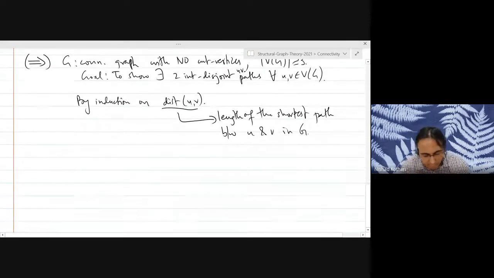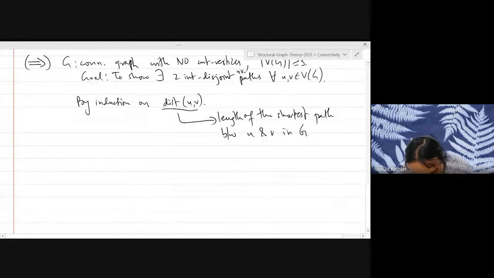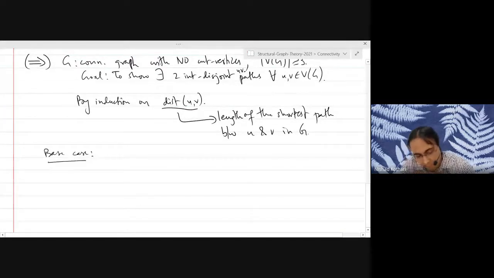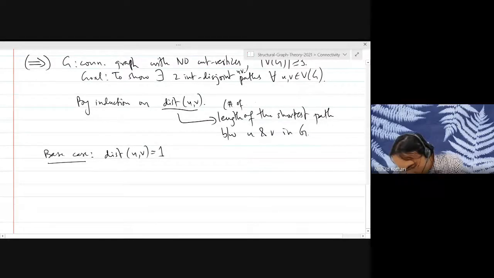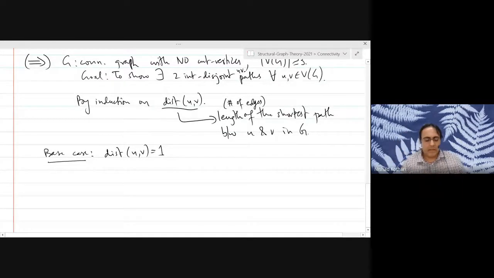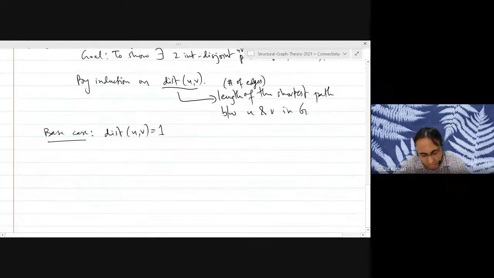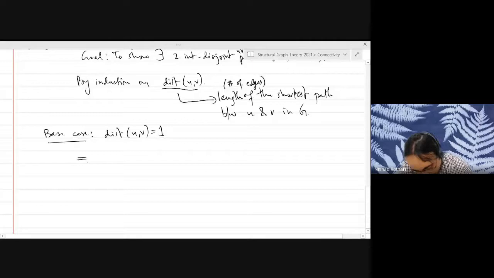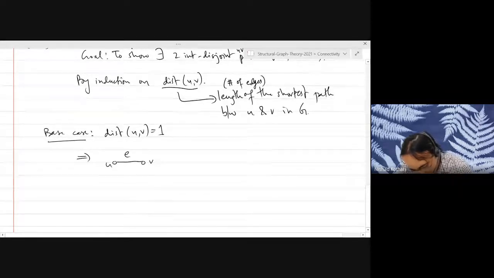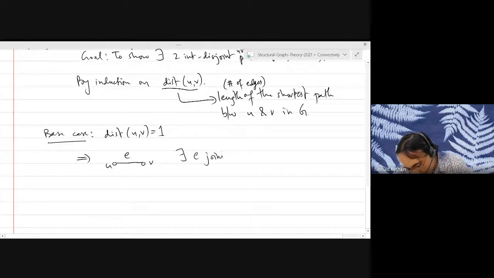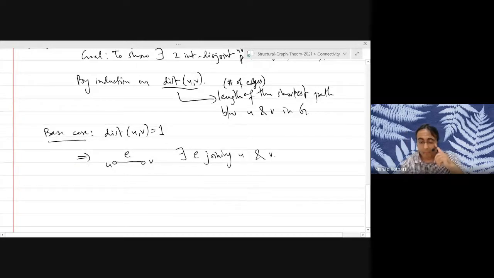So let's start with the base case. There are two distinct vertices, so the distance between them is at least 1. Sir, by length of a path, do you mean the number of edges? Yeah, number of edges. So if the distance between the two vertices is exactly 1, that means the two vertices are joined by an edge. There exists an edge E joining U and V.